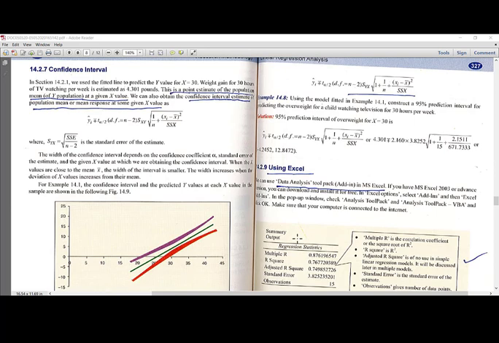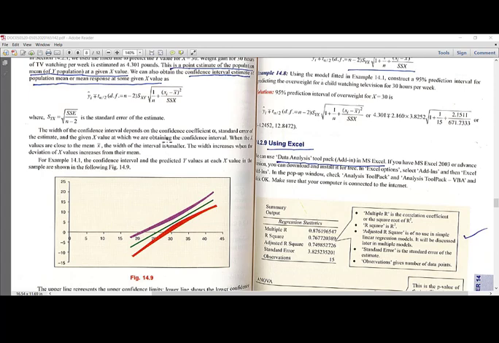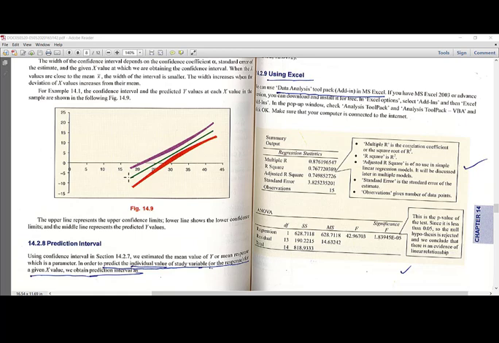Now coming to the confidence interval, the weight gain for 30 hours of TV watching per week is estimated as 4.301 pounds in one of the previous examples. This is a point estimate of the population mean of Y at a given X value. We can also obtain the confidence interval for the mean response at some given X value as yi cap plus or minus the t value for n minus 2 degrees of freedom and the given level of confidence, multiplied by sxy times the square root of 1 by n plus (xi minus x bar) whole square by SSX, where sxy is the square root of SSE by n minus 2. This is the standard error of the estimate. Here you can see in this figure, the upper line represents the upper confidence limit and the lower line shows the lower confidence limit. The middle green line represents the predicted Y values.